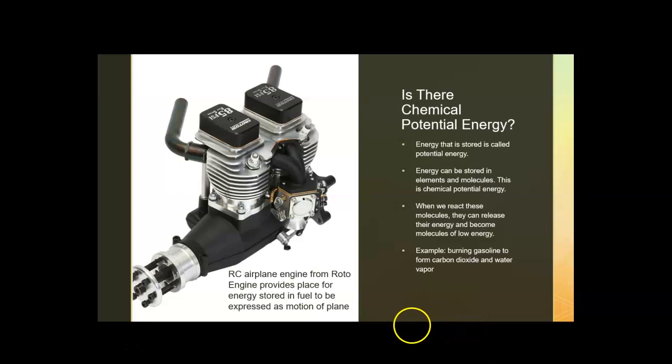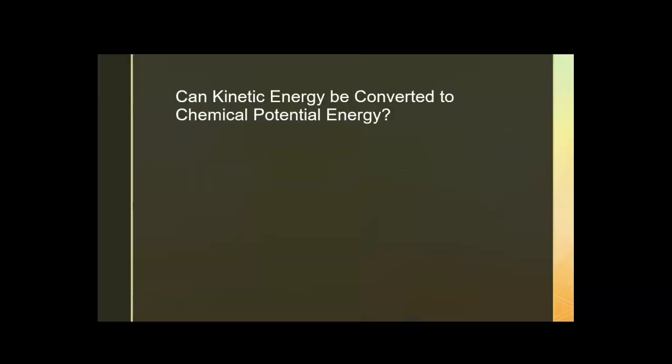This is an airplane engine from a model radio-controlled airplane, and it provides the place for energy stored in a fuel, probably an alcohol fuel, to be expressed as motion of the airplane. So the potential energy stored in this case, the alcohol, is released as kinetic energy in the motion of the propeller on the airplane and the airplane itself.